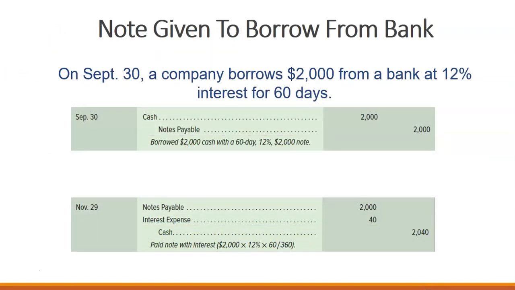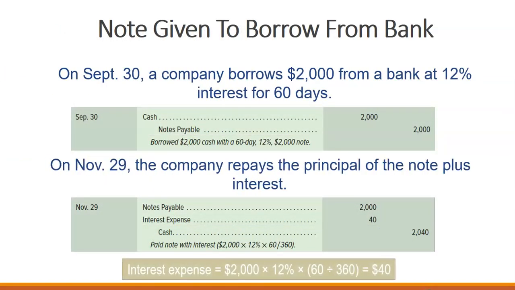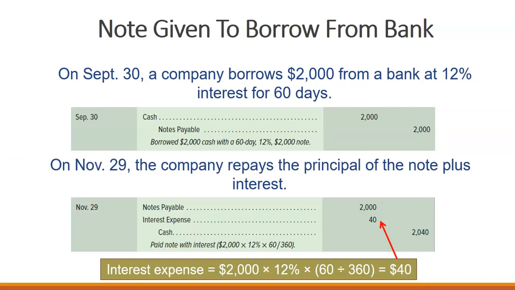In this example, we borrowed money from the bank. So on the day that we borrow money, we receive cash, and now we have an obligation to pay the bank back that cash that we're borrowing. In this, we have a 60-day 12% $2,000 note. So when it gets repaid on its maturity date, we pay the note plus the interest expense with cash.